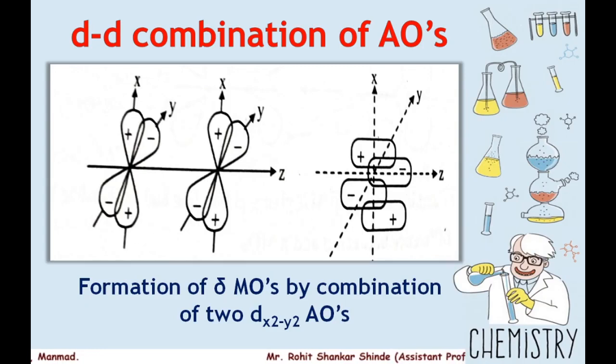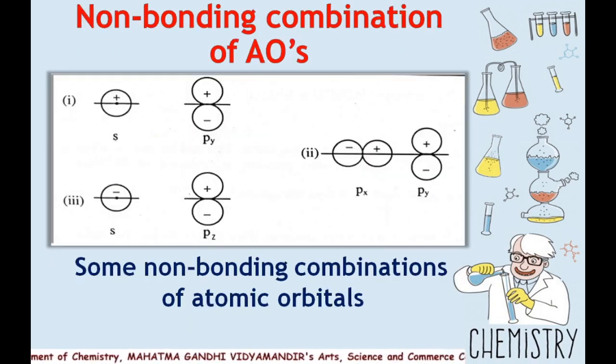Now let us see dd combination of atomic orbitals. It is possible to combine two d atomic orbitals. The combination of d orbital of one atom with the d orbital of the other atom produces bonding and anti-bonding molecular orbitals, which are delta and delta star. In this diagram, formation of delta bonding molecular orbital is shown, but formation of delta star anti-bonding molecular orbital is not shown since the diagram becomes much more complicated.